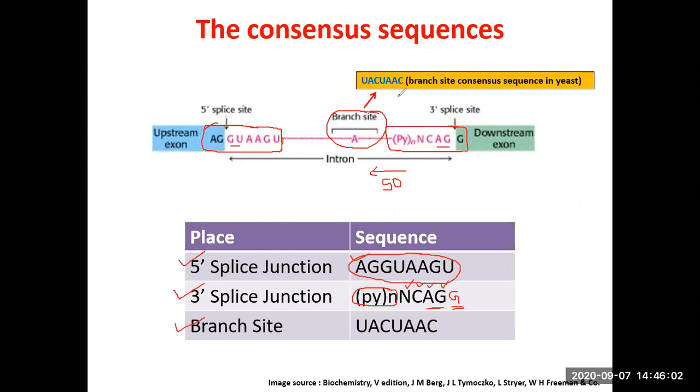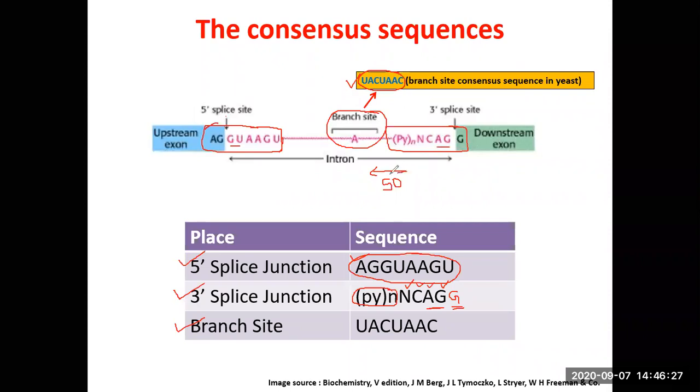And in humans, the branch site sequences may be more than one. In fact, you cannot say that it is a consensus sequence. You have more than one type of sequence found at the branch site. But in case of yeast, this is almost a consensus sequence. You have only this particular sequence located about 50 nucleotides upstream of the 3' splice junction.